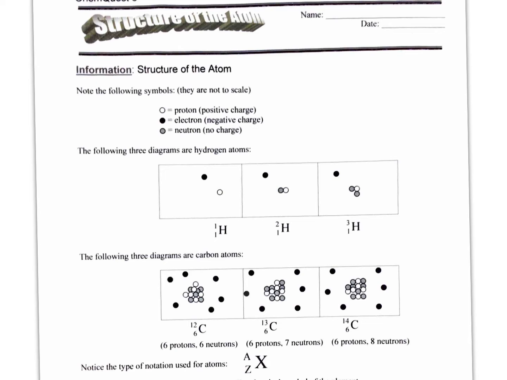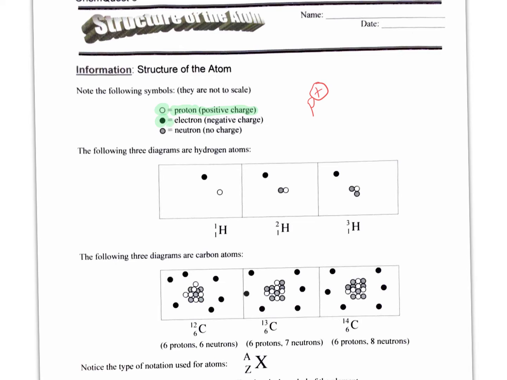Information, structure of the atom. Note the following symbols. So we've got some symbols to look at, and the first one is a white circle, and that represents a proton. The proton has a positive charge. I like to represent the proton with a symbol that I typically use all the time, and that is P with a plus sign. So when I'm taking my notes, that is my shorthand for a proton. Not only is it a good shorthand thing, but it reminds me that a proton is a positive charge. So if you start using this, that's one thing that you'll be able to pick up and learn.